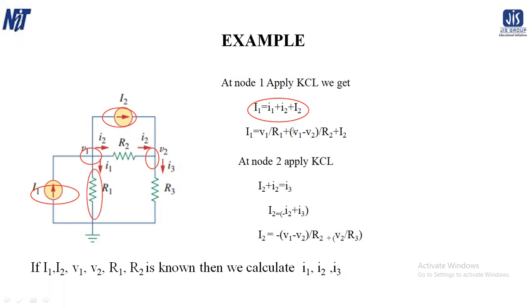Then small I2: what is I2? The current on this branch. So it is V1 minus V2 by R2, and capital I2 is the current source. So no problem with this.